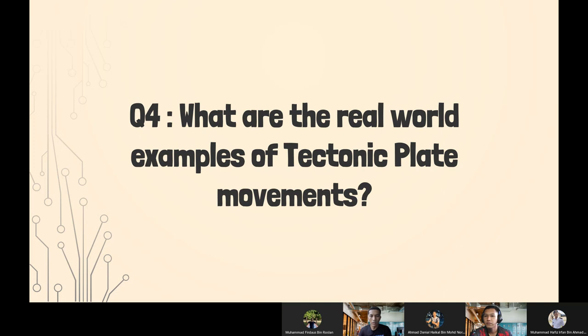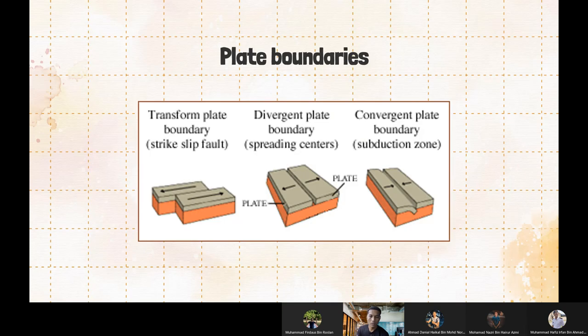Okay, for question number 4, what are the real world examples of tectonic plate movements? Okay, these are the plate boundaries, which are transform, divergent, and convergent plate boundaries. Next slide.